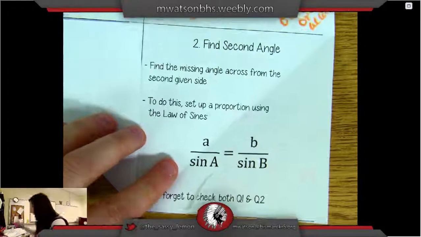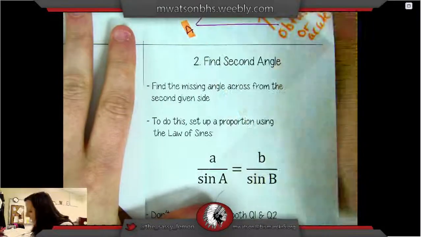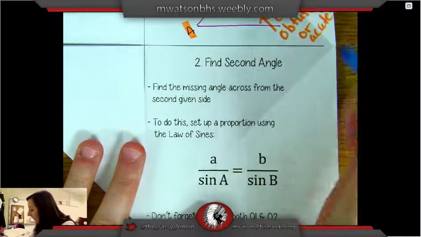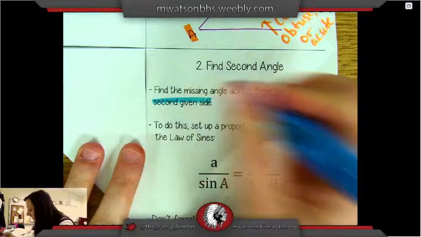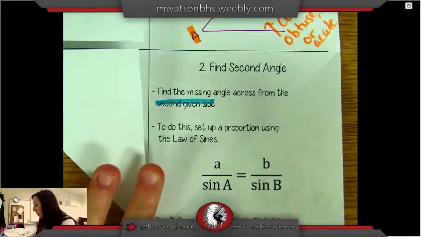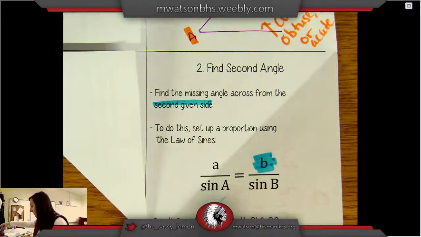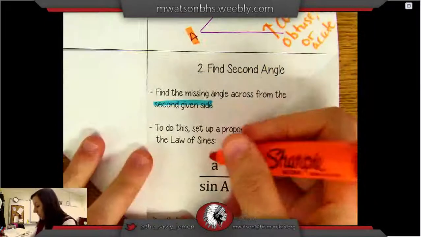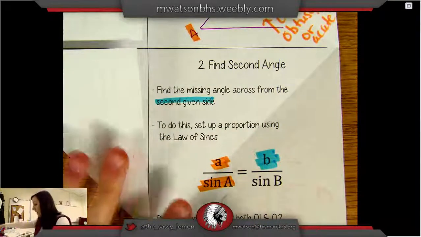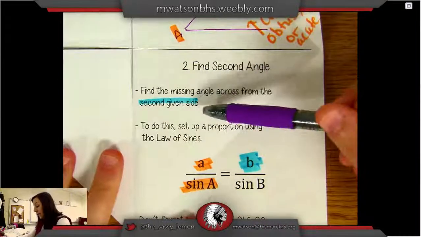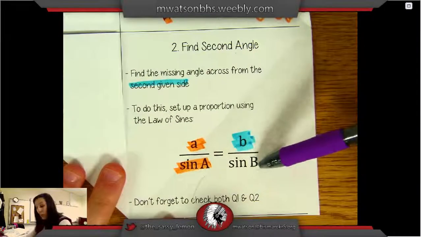So I'm going to go ahead and highlight this B by showing it here that that is our given side. And so this is where we're going to plug things into our formula. Sorry, I've had a lot of interruptions in this video. Okay, so we set this up, and then we're going to solve for angle B.